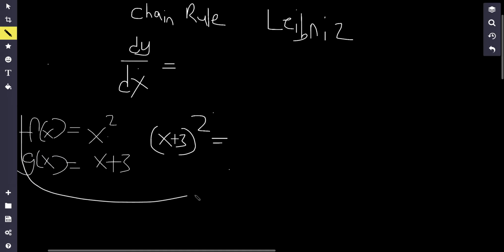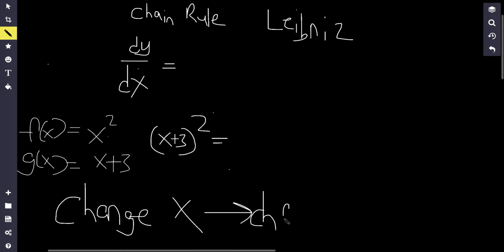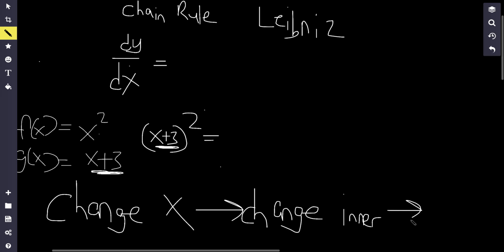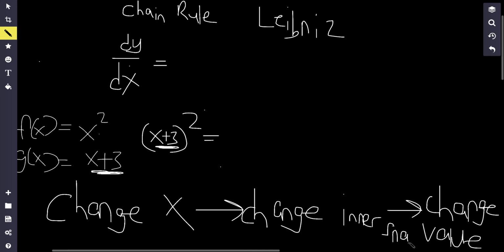For example, take a look at this right over here. You have f of x equals x squared, g of x is equal to x plus 3, and x plus 3 squared is going to be f of g of x, right? Now, I know that if I make a change in my x value, that's going to cause a change in my inner function, right? My inner function is just x plus 3, that's my inside function, g of x. If I change my x value a little bit, that's going to cause a change in my inner function, and therefore, that's going to cause a change in my final value, right?